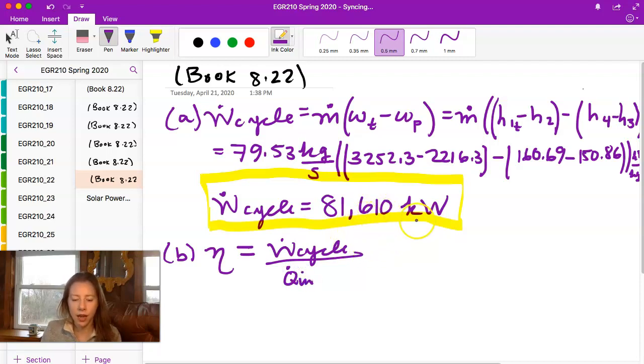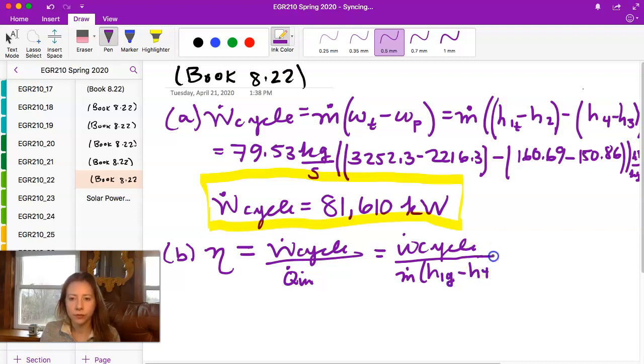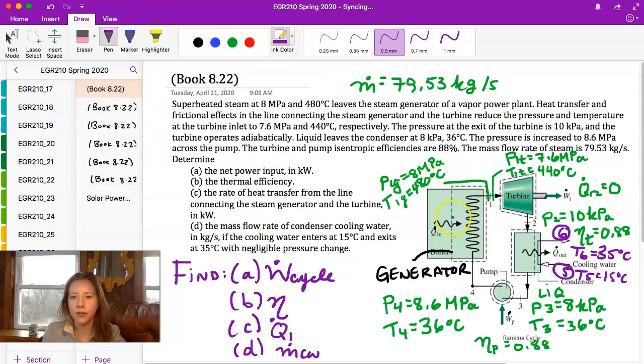So this is going to be, in other words, W dot cycle divided by M dot times H1G minus H4. Okay, so we look at H1G here because we have some friction losses and we're trying to figure out what the total heat going in was. So you have to think about that as well. And of course the Q in is the generator. See, that's where you have the Q in. So 4 to 1, and that's the 1G.